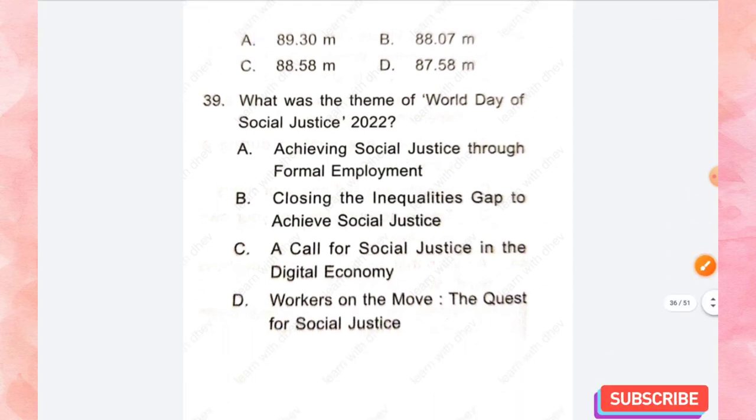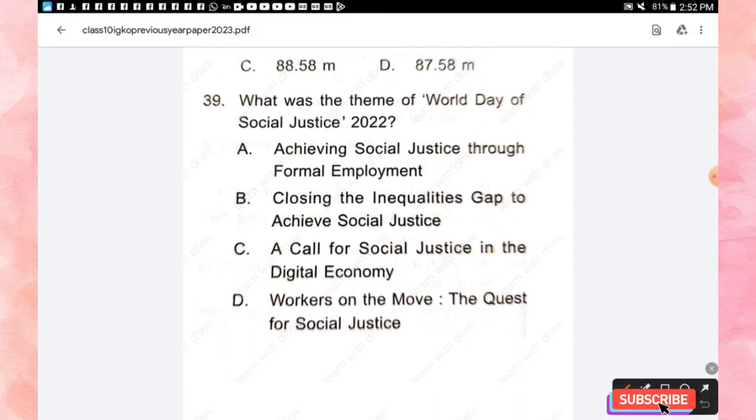Question number 39. What was the theme of World Day of Social Justice 2022? Achieving social justice through formal employment, closing the inequalities gap to achieve social justice, a call for social justice in the digital economy, workers on the move, the quest for social justice. The right answer is option A.